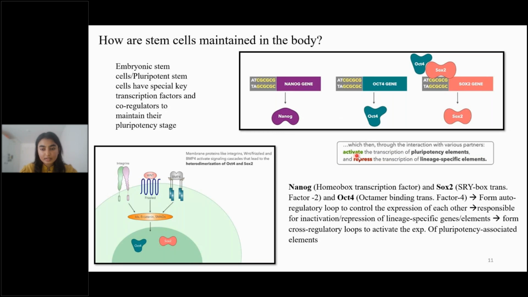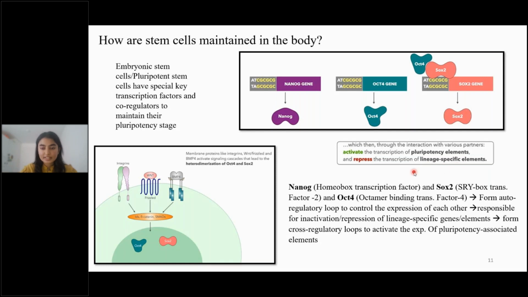These proteins interact with various partners and activate the transcription of the pluripotency elements and repress the transcription of the lineage specific elements, right? So when we want a cell to behave like a pluripotent cell, we want the transcription of the pluripotency elements to increase, and the lineage specific elements, where the cell should undergo differentiation, that part should be repressed, right?